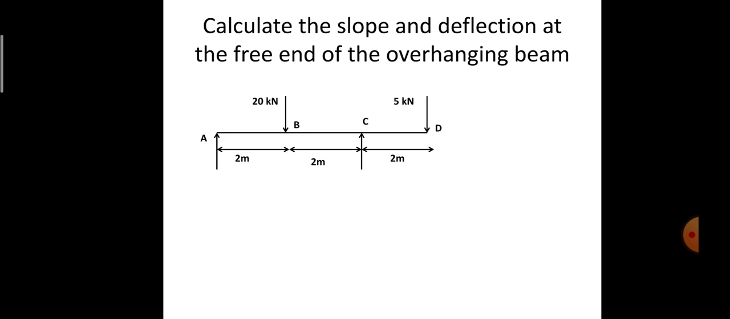Whereas in the cantilever part, there is a 5 kilonewton load located exactly at the free end, that is at point D, which is at a distance of 2 meter from point C. So we are supposed to determine the slope and deflection at the free end of the overhanging beam, that is at point D.